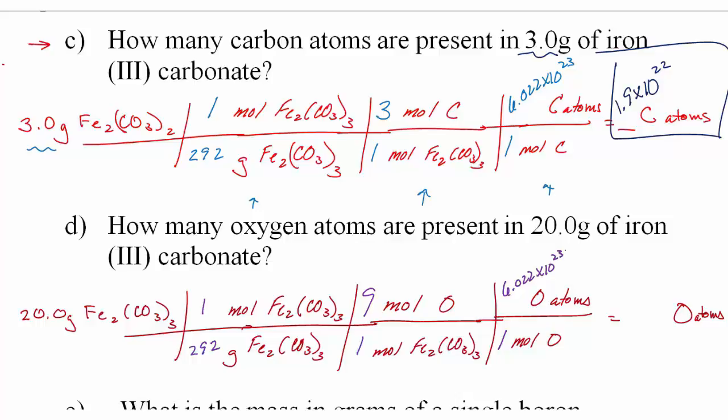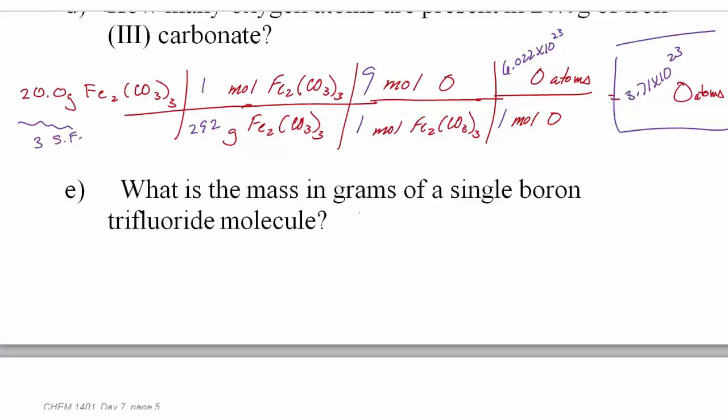So in 1 mole of oxygen, I'd have 6.022 times 10 to the 23rd oxygen atoms. Top multiply, bottom divide. 20 divided by 292 times 9 times 6.022 times 10 to the 23rd. And again, this time to 3 sig figs, 3.71 times 10 to the 23rd oxygen atoms. What is the mass in grams of a single boron trifluoride molecule?